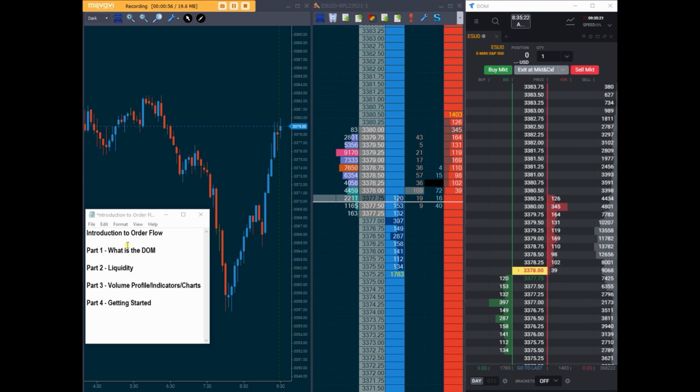But again, this is part one. Part two, we're going to cover liquidity. Part three, we're going to cover volume profile, other order flow indicators, charts. And part four, we're going to get into how to apply all this into an actual real-time trading session.